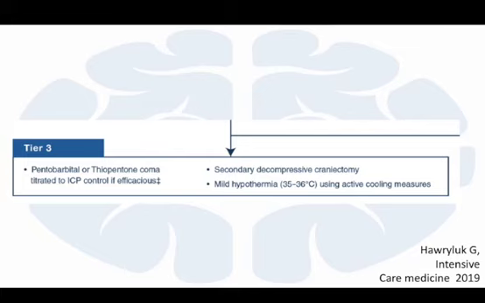Now, we are in the very last part of this talk because we are at the tier 3 therapies. We are in the moment where ICP is not under control despite tier 0, 1, and 2. So we need to be aggressive and we need to use what we call the bombs: pentothal or thiopental, barbiturates, secondary craniectomy or mild hypothermia.